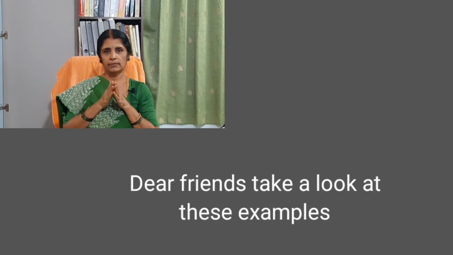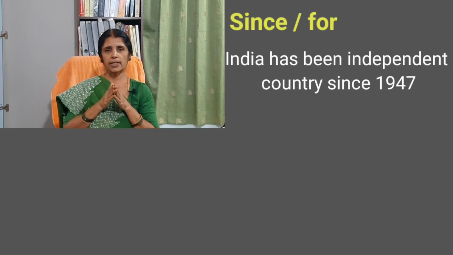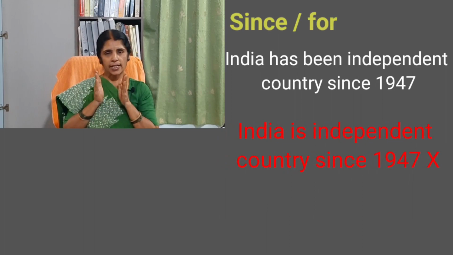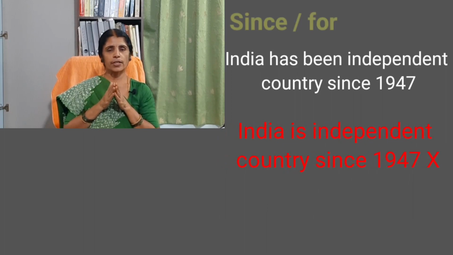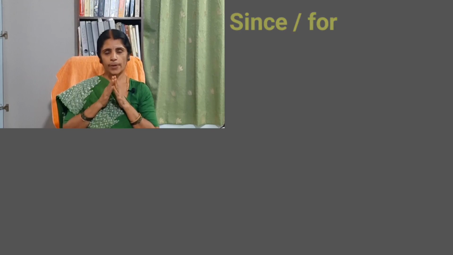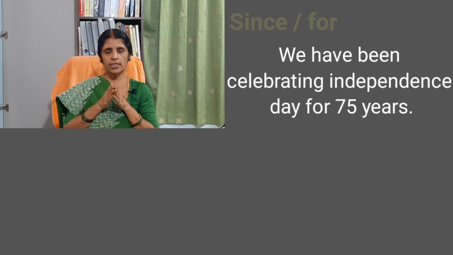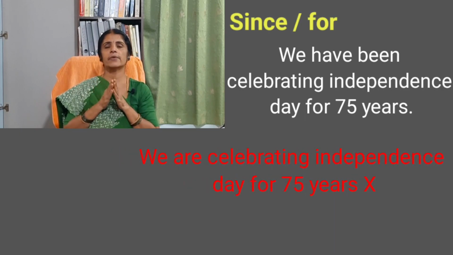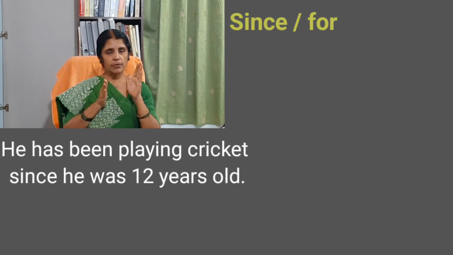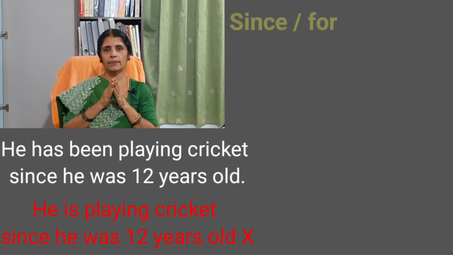Dear friends, take a look at these examples. India has been an independent country since 1947. But don't say India is an independent country since 1947. We have been celebrating Independence Day for 75 years. But don't say we are celebrating Independence Day for 75 years. He has been playing cricket since he was 12 years old. But don't say he is playing cricket since he was 12 years old.